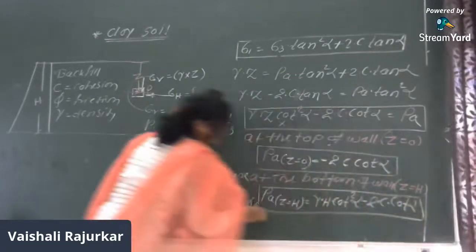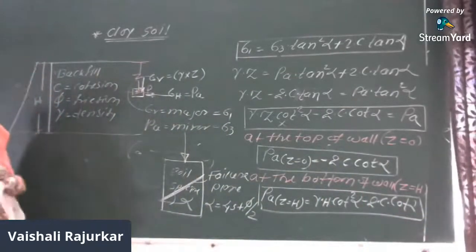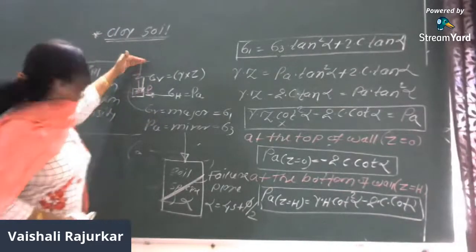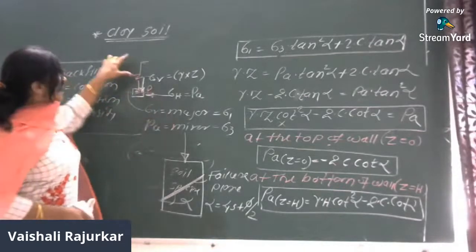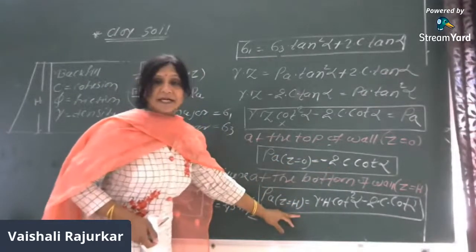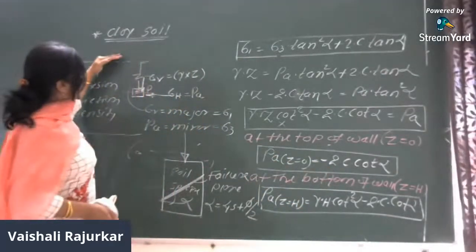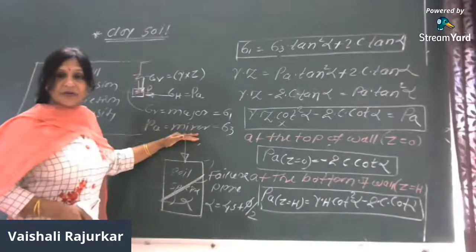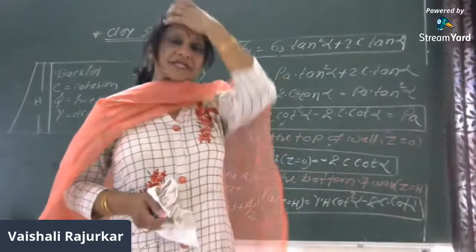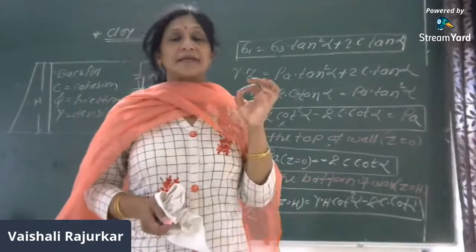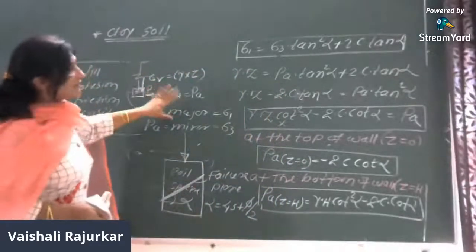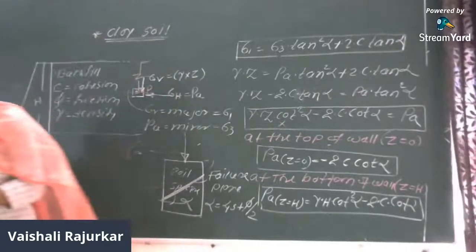So the pressure at the bottom will be maximum, with negative pressure at the top and maximum pressure at the bottom. Here there is a negative pressure because of the minus 2c cot alpha, and positive pressure at the bottom. Now tell me, if there is a negative pressure at the top and positive pressure at the bottom, then somewhere the pressure will be 0, and that depth is called the depth of ZC, that is the depth of potential. Right? Now we'll switch over to the next part where the pressure is 0.